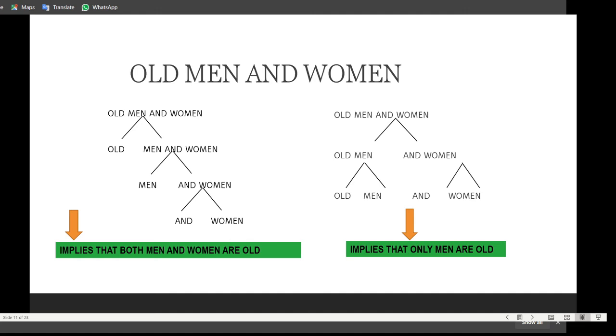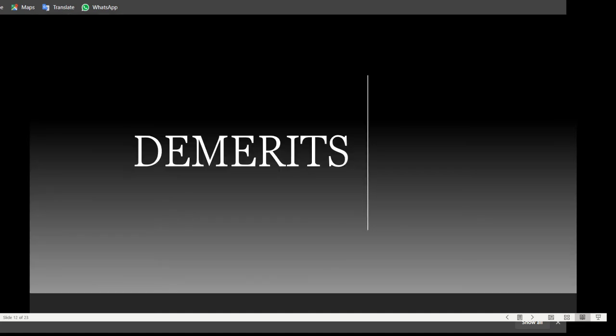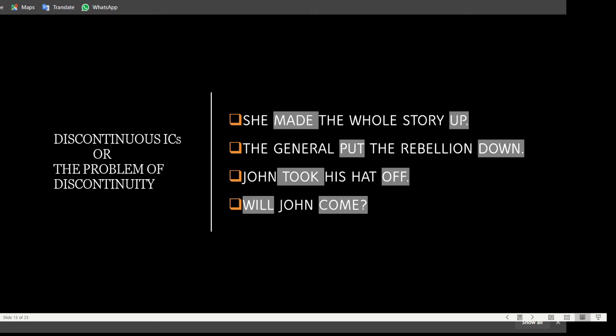Now looking into the demerits or the limitations of IC analysis, there are quite a few. First, let's look at this demerit, that of discontinuous ICs. I have given only examples for these limitations because these examples explain the limitation at its best. So look at this example.